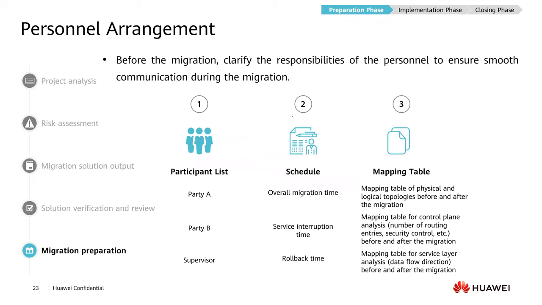And also for the personnel, you need to consider who is needed for this migration. For example, you are the deployment party for the migration, so you are part B, and the customer is part A. After the migration, maybe you need to let part A verify whether the migration is a success, right? So which one is responsible for that work? Maybe you need to verify it before your migration, and you should have a schedule. I have already stated before that you have your schedule and your plan, and this plan should be very detailed. And the mapping tables, for example, the mapping table of physical and logical topologies before and after the migration, will help your migration.